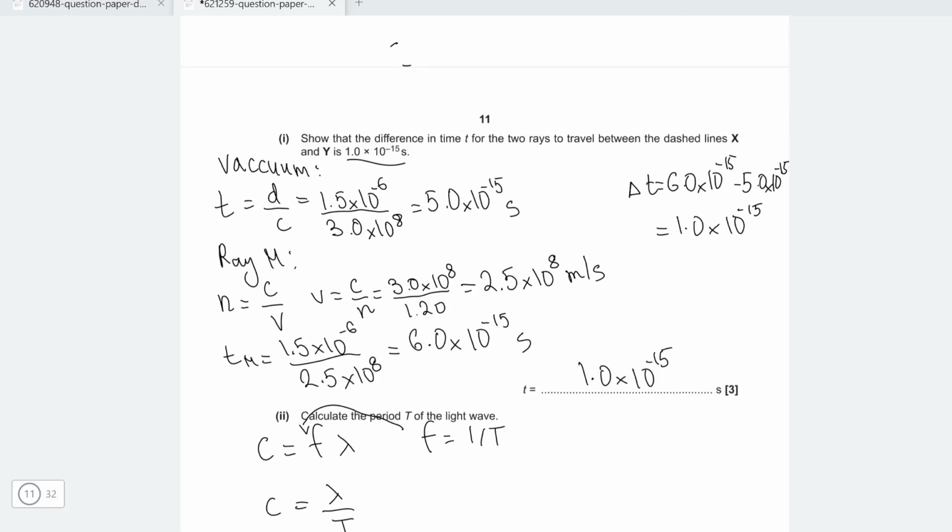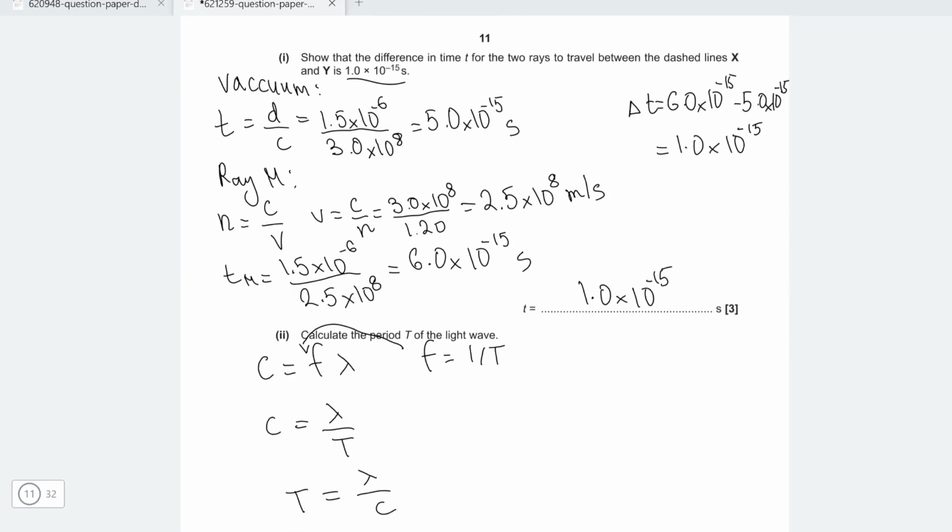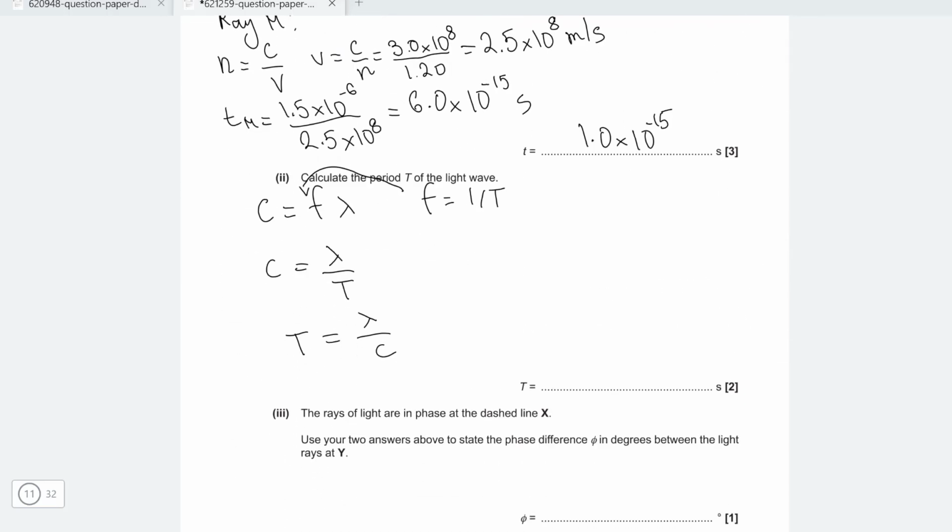Now we're actually given the wavelength in this case. So the wavelength in vacuum is 6.0 times 10 to the power of minus 7. So this means that when the wavelength is 6.0 times 10 to the power of minus 7, we need to plug in the speed of light in a vacuum, which is 3.0 times 10 to the 8, which is going to give us a time period of 2.0 times 10 to the power of minus 15 seconds.